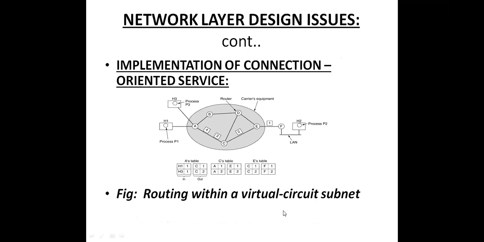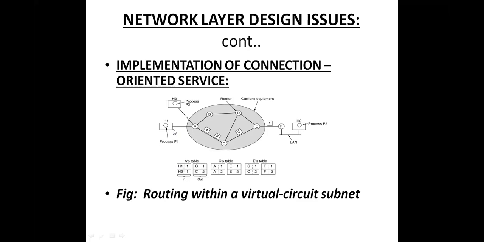Then what about connection oriented service? As I told you earlier, before transferring the packets, the two nodes need to establish a connection before the data transfer. H1 is willing to transfer the data to H2. The virtual circuit number is 1, the first connection's VC number. So all the packets follow the same route.